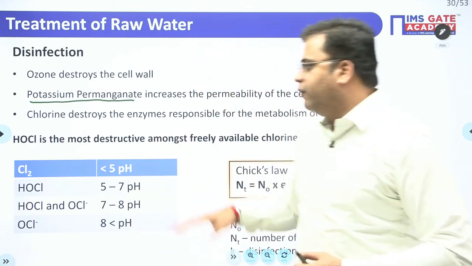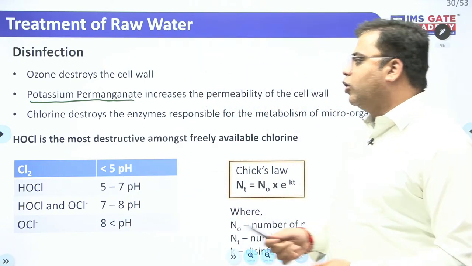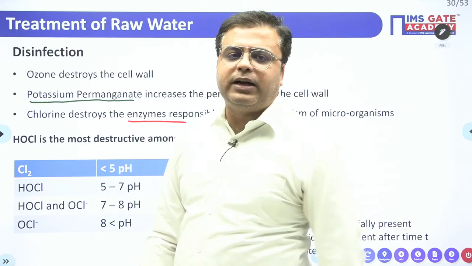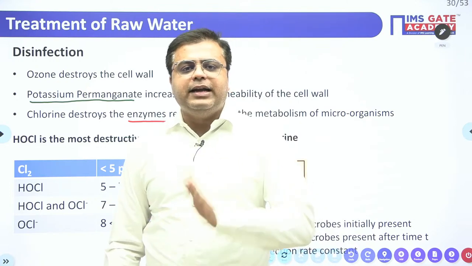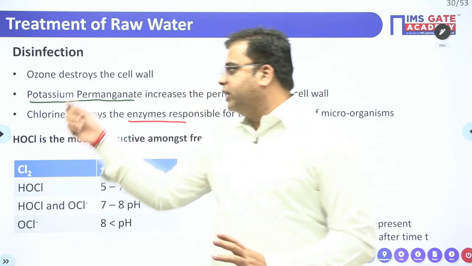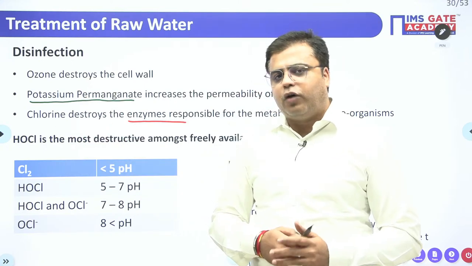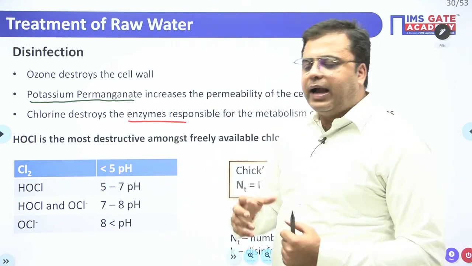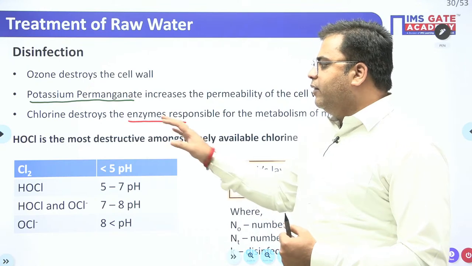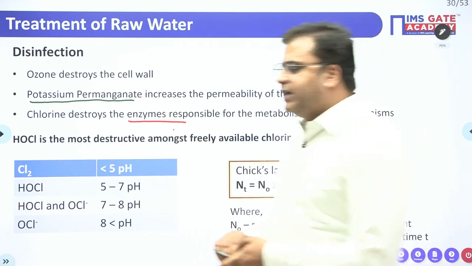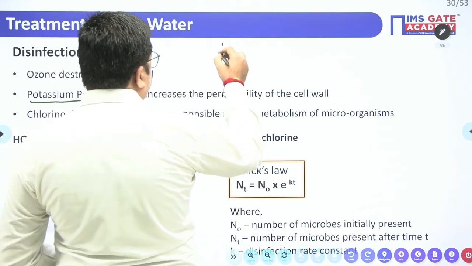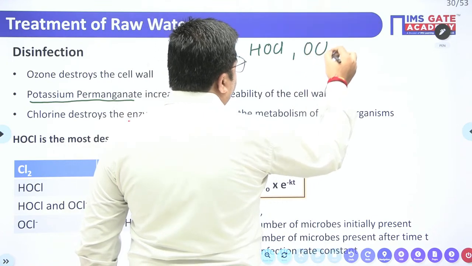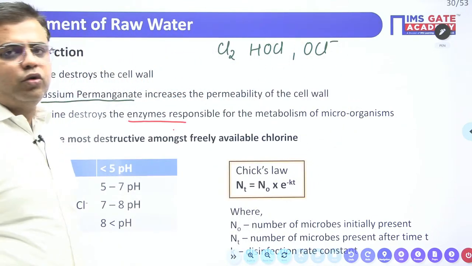On the other hand, if we use chlorine as a disinfectant, chlorine destroys the enzymes responsible for the metabolism of microorganisms, hence leading to their killing. So using either of these chemicals, we can go for disinfection. If we use chlorine, it can be added in liquid or gaseous form. When Cl2 is added to water, it dissociates into HOCl and OCl minus ion.